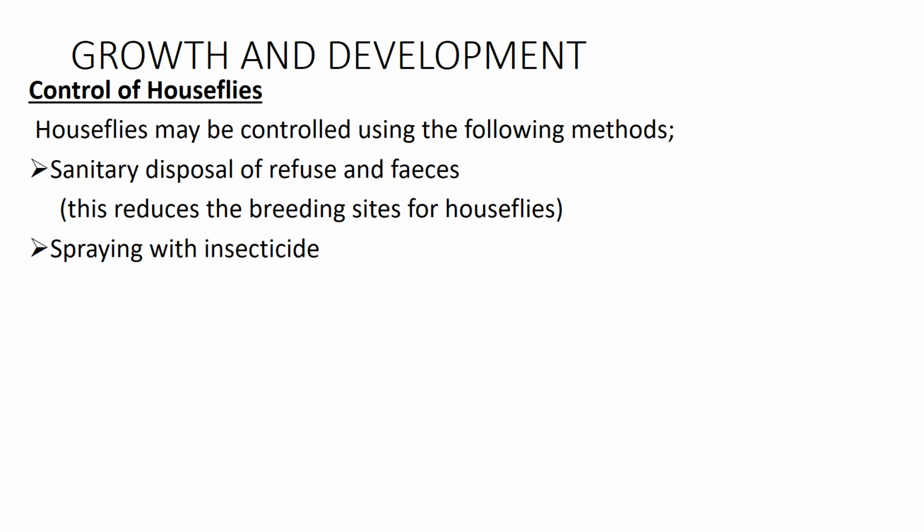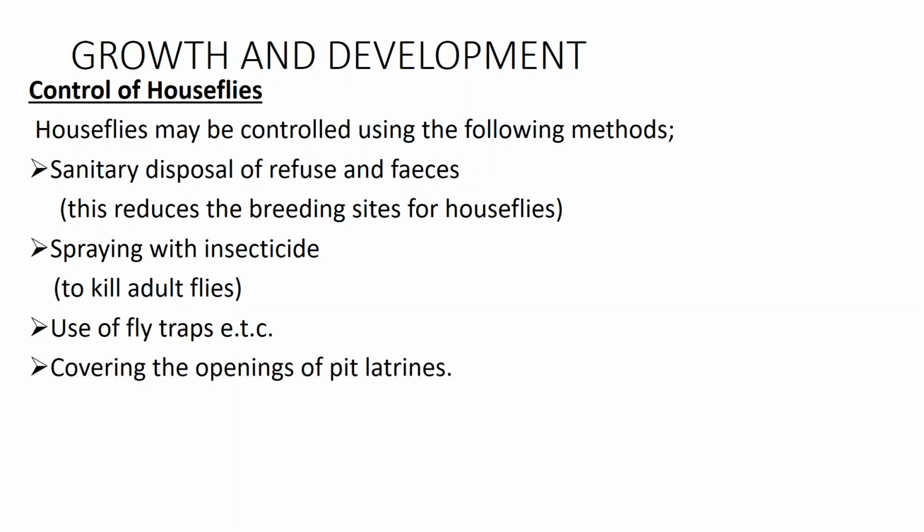Another control measure is spraying with insecticides so as to kill the adult flies. Or again, we can use fly traps which trap flies so that they don't move easily from one point to another. We can also be covering the openings of pit latrines so that we exclude the places where houseflies can easily breed from the surroundings where we are, so that we keep them away from ourselves.